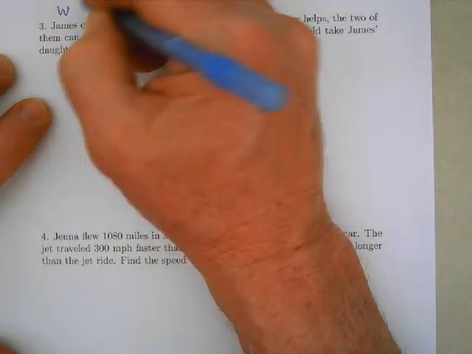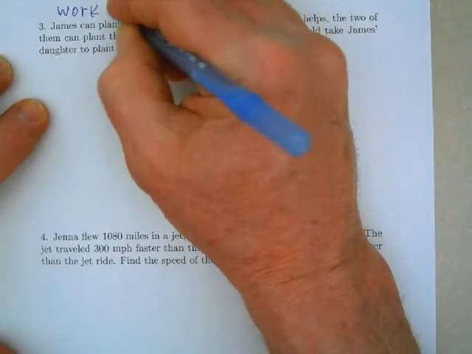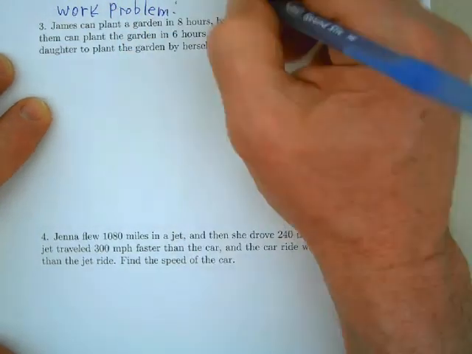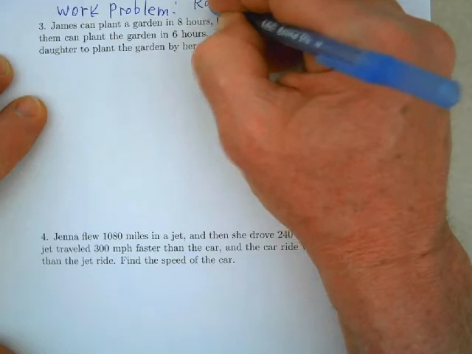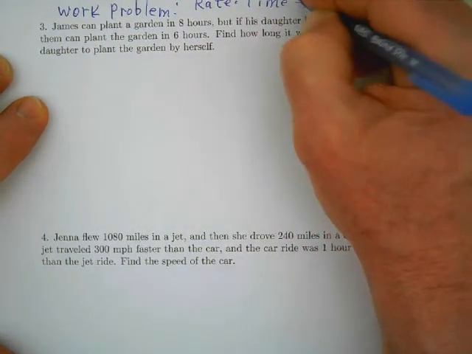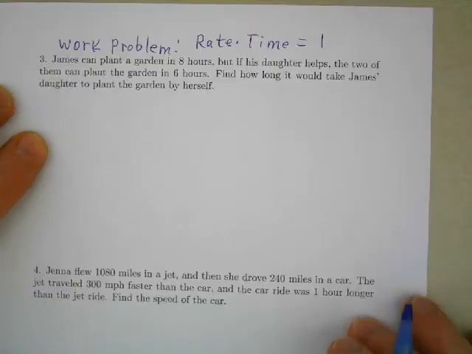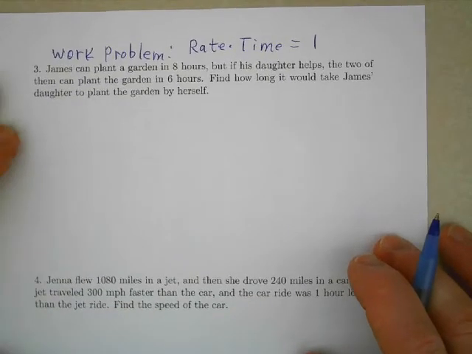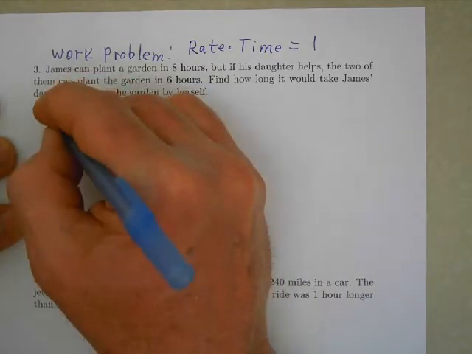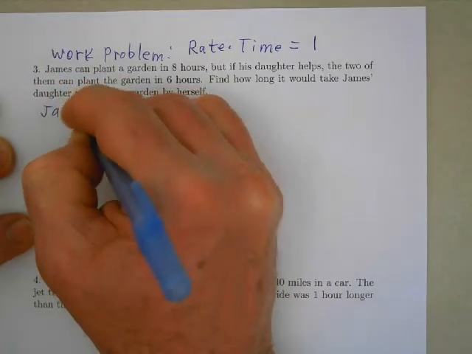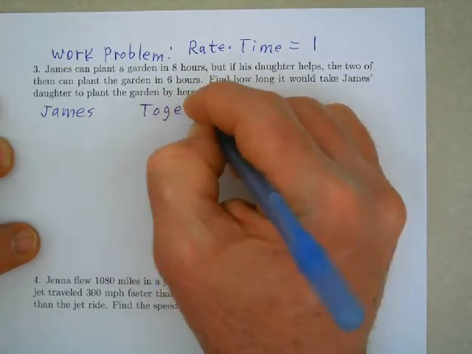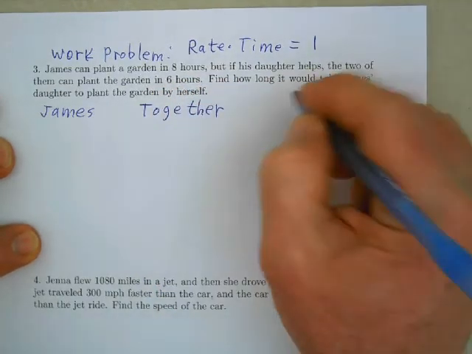So as I was saying, it's a work problem. Equations in work problems of this sort are of the form rate times time equals 1, where 1 represents whatever job or task it is that they're trying to complete. Rate times time equals 1. So there are 3 scenarios. James can work by himself. They can work together. And the daughter can work by herself.